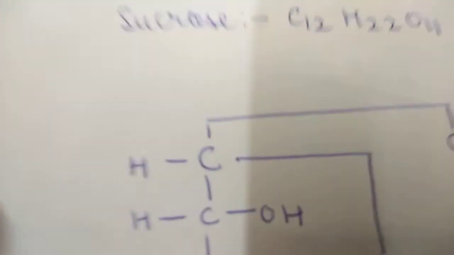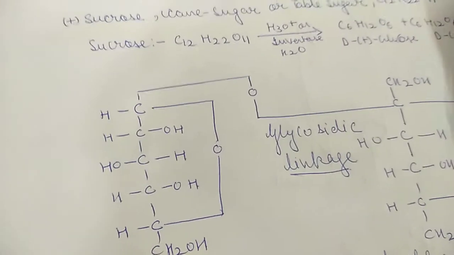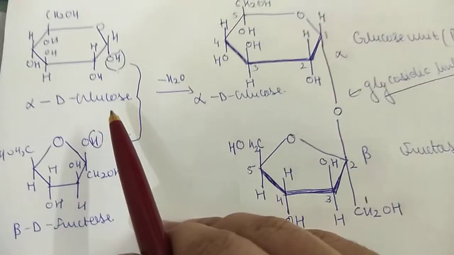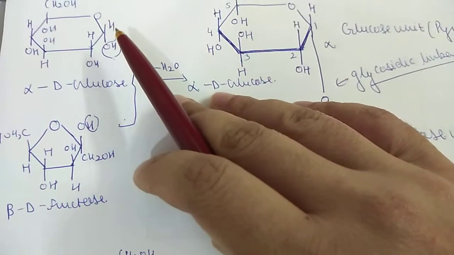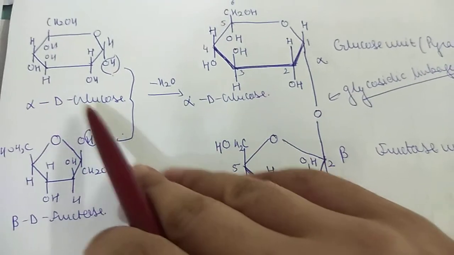This is the Haworth projection formula for glucose. So here we have alpha D glucose and beta D fructose. Why the name alpha? Because on carbon number 1 hydrogen is on the upper side and OH is on the lower side. That is why the name alpha D glucose.